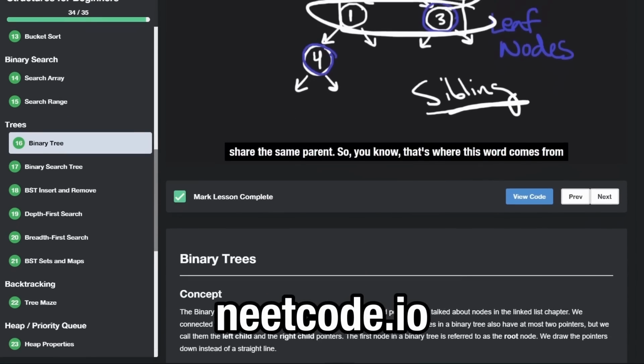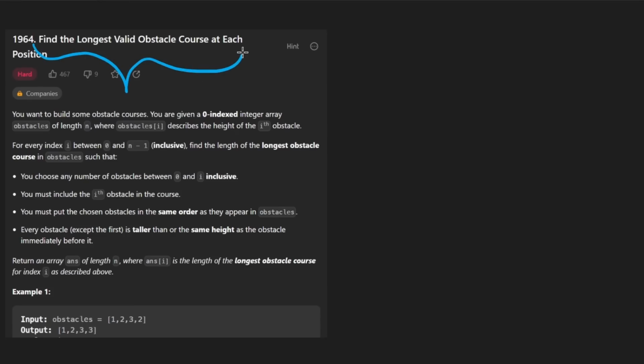So today let's solve the problem, find the longest valid obstacle course at each position. I don't know what kind of cruel person at Leetcode would give us this problem on just day 6 of the month, but oh well. Let's get into it anyway. I'm a little bit sleep deprived, so I hope I don't make too many mistakes.